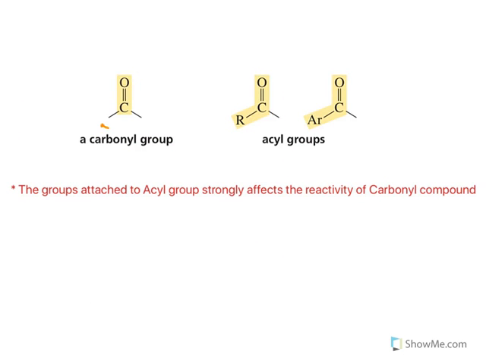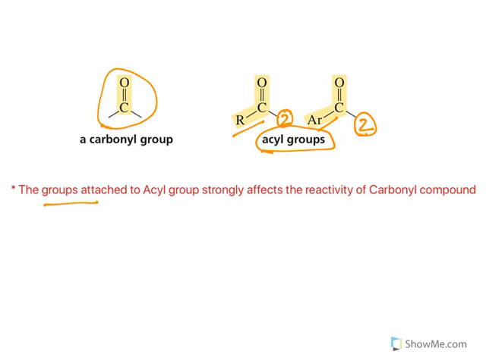Now, this is a typical carbonyl group. A carbonyl group with an alkyl or aryl substituent is known as an acyl group. This is a generic name given to these groups. This acyl group contains a substituent. In most of the compounds, this acyl group is attached to an atom or a particular group.